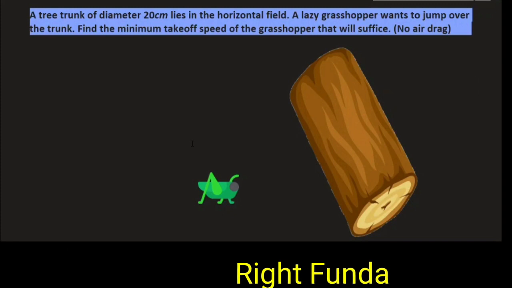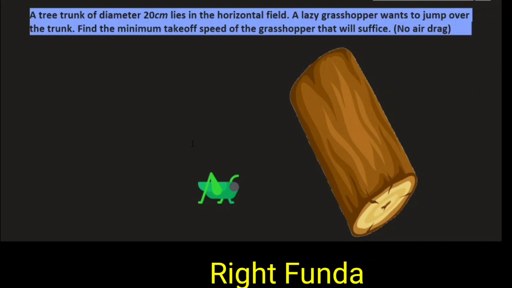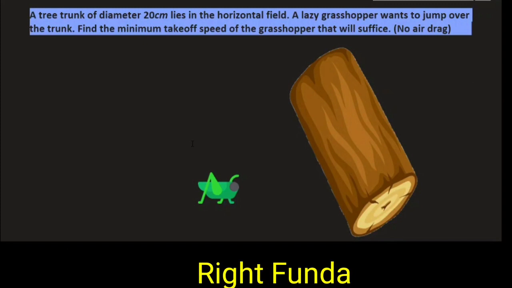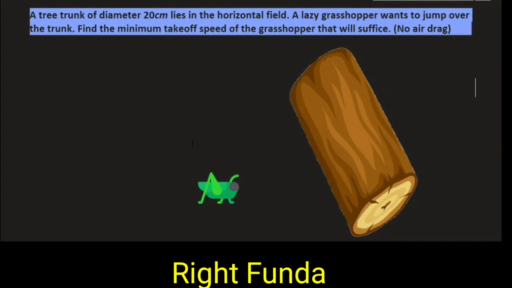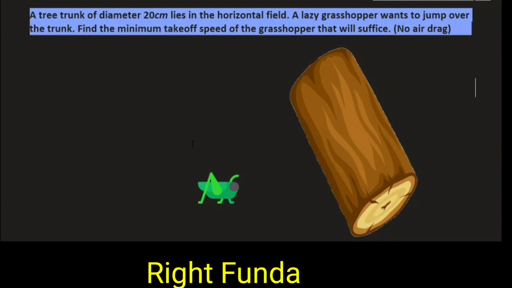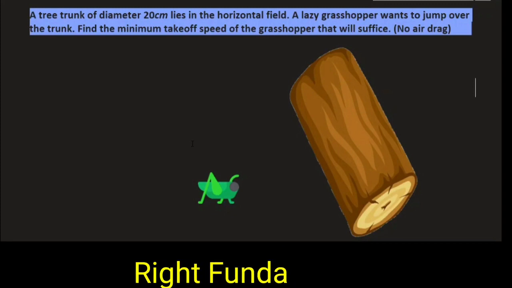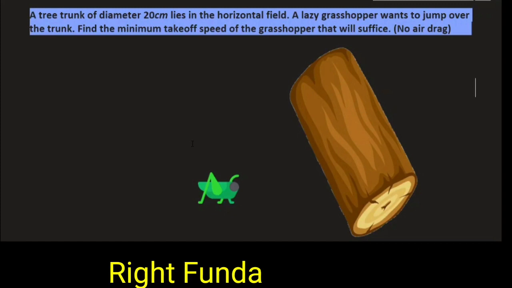The problem says a tree trunk of diameter 20 centimeter lies in the horizontal field. A lazy grasshopper wants to jump over the trunk. Find the minimum take-off speed of the grasshopper that will suffice, and no air drag is to be considered.